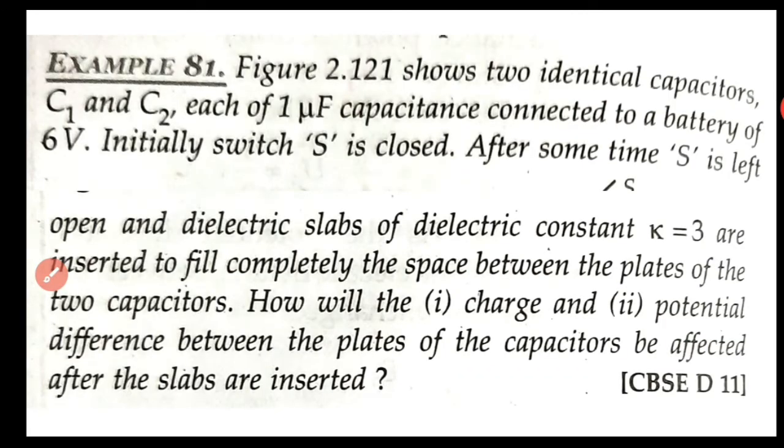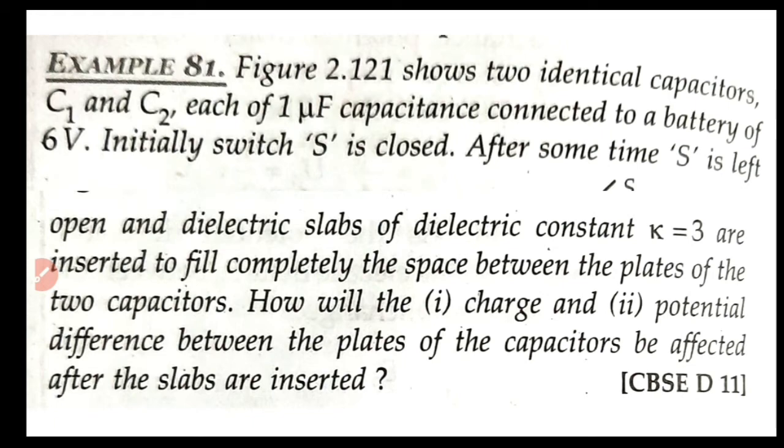Now coming to the next question. The figure shows two identical capacitors C1 and C2, each of 1 microfarad capacitance, connected to a battery of 6 volt. Initially, switch S is closed. After some time, S is left open and dielectric slabs of dielectric constant K equal to 3 are inserted to fill completely the space between the plates of the two capacitors. How will the charge and potential difference between the plates of the capacitors be affected after the slabs are inserted?